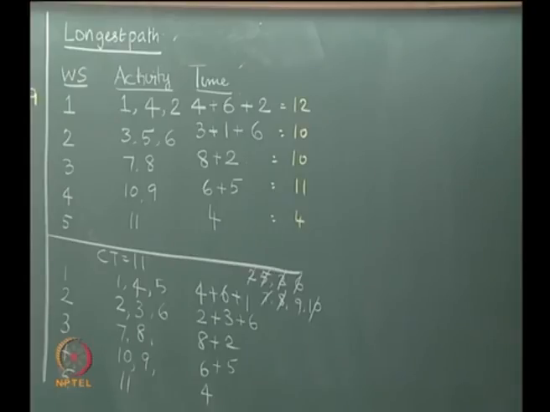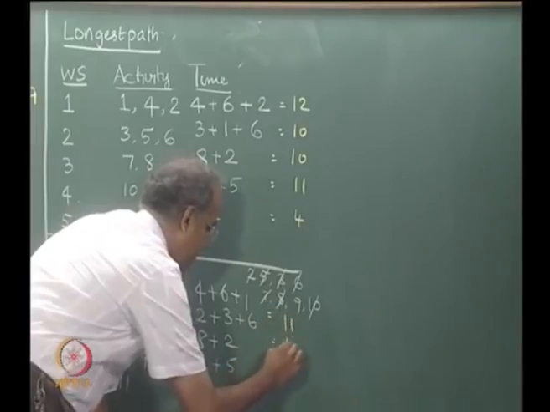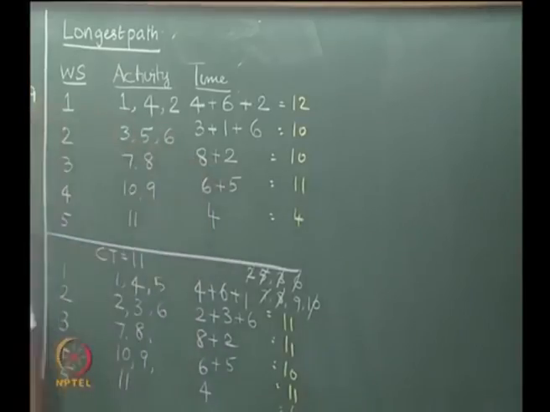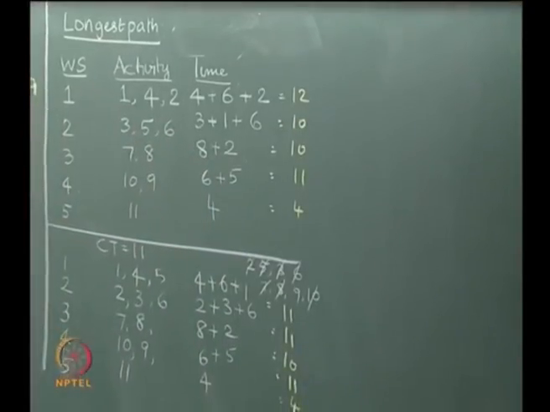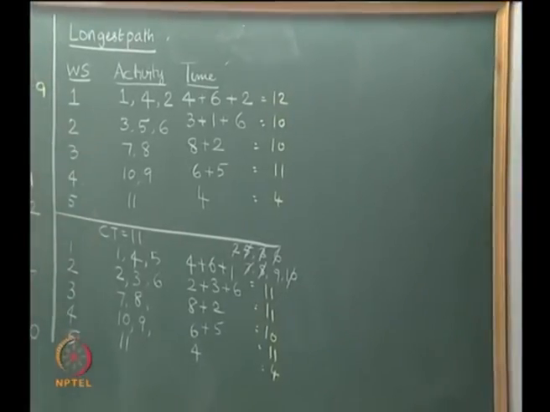Now both the line efficiency and the smoothness index will be better for this solution, because the line efficiency will be higher, because it will become 47 by 55 instead of 47 by 60. Smoothness index would also be slightly better, because the loads on the workstation are 11, 11, 10, 11, 4. So smoothness index will also be better here compared to this one.